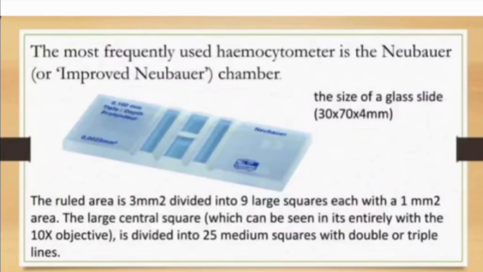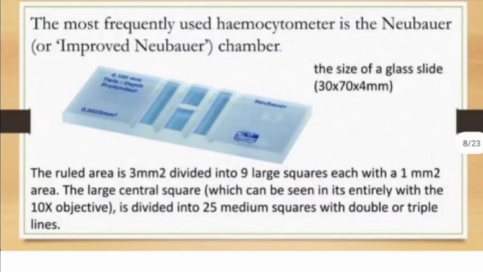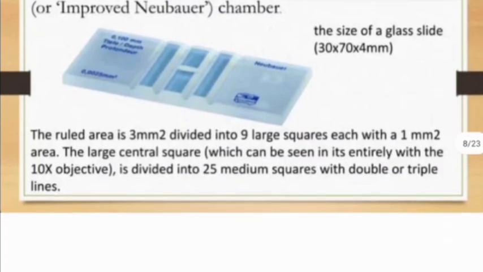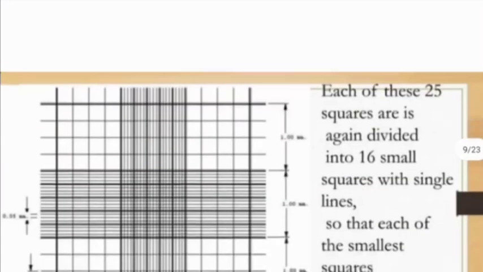The most frequently used hemocytometer in RBC count is the Neubauer chamber. The size of the glass, as you can see in the image, is 30 by 74 millimeter. The ruled area is 3 millimeter square, divided into 9 large squares, each with 1 millimeter square area. The large central square, which is seen entirely with the 10x objective, is divided into 25 medium squares with double or triple lines.